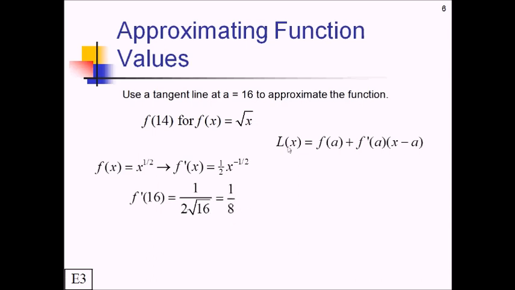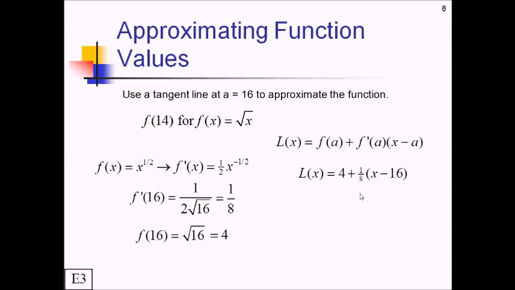Next, we need to figure out f of a, which is f of 16 on this one. That's the square root of 16, which is 4. And you actually don't have to simplify any of this stuff for a free response problem, but again, if it's a multiple choice question, you will need to have it all simplified. So let's plug things in now. We can write L of x equals 4, that's f of a, plus 1 over 8, that was f prime of a, times x minus, what was our a value? Oh yeah, 16. So there we go.